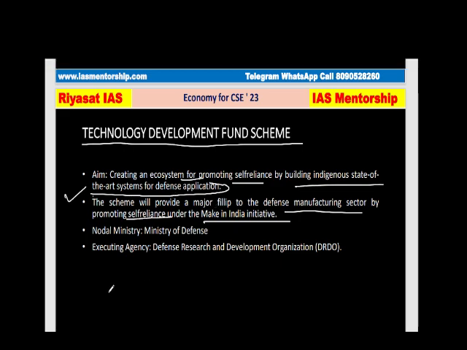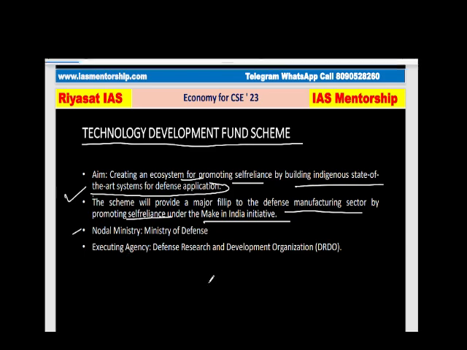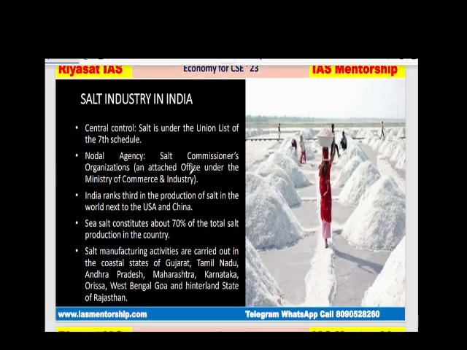We need to promote the indigenous defense application. So, Nodal Ministry will be your Ministry of Defense. Clear? Executing agency will be DRDO. Remember it? Fine? Yeah. Next is your salt industry in India.